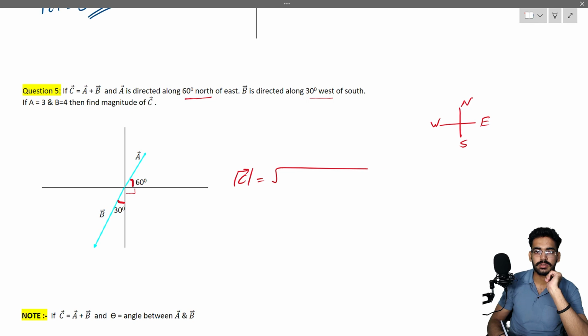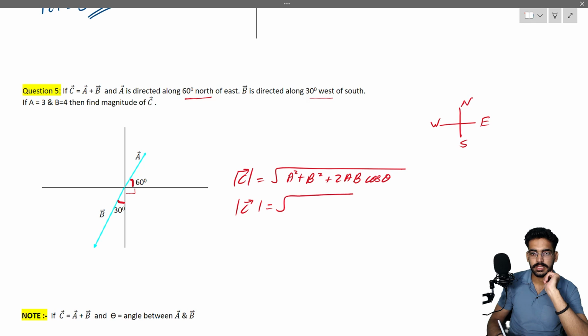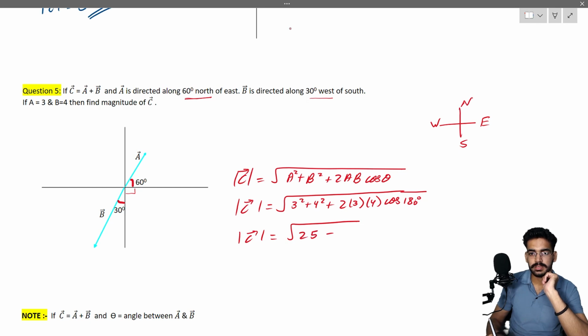So I can write the magnitude of C is equal to under root of A square plus B square plus 2AB cos theta. Put the values: 3 square plus 4 square plus 2 into 3 into 4 into cos of 180 degree. Cos of 180 means minus 1, right? So C magnitude is gonna come 25 minus 24, that is 1. That's how the magnitude of C is 1.